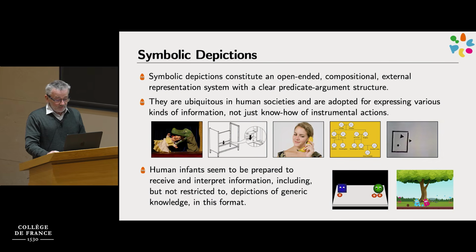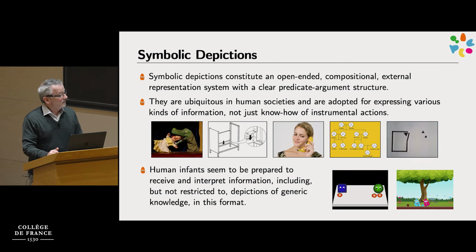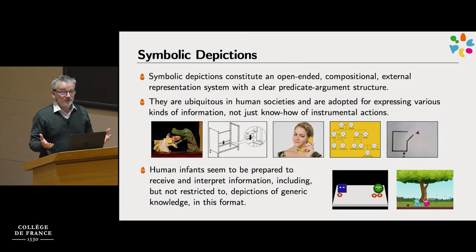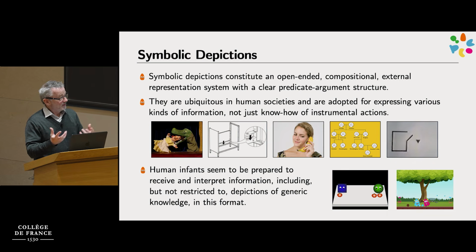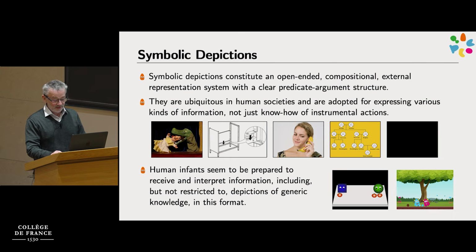And also, I would suggest that human infants seem to be prepared to receive and interpret information in this kind of format. Those of you who were here on Tuesday, I showed you many studies in which this is what we do. We show infants symbolic depictions of these kinds in which visual objects are arranged in space and time in order to express something, and apparently they understand that.